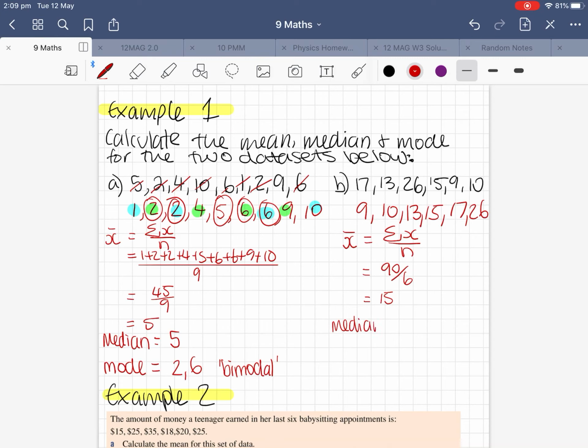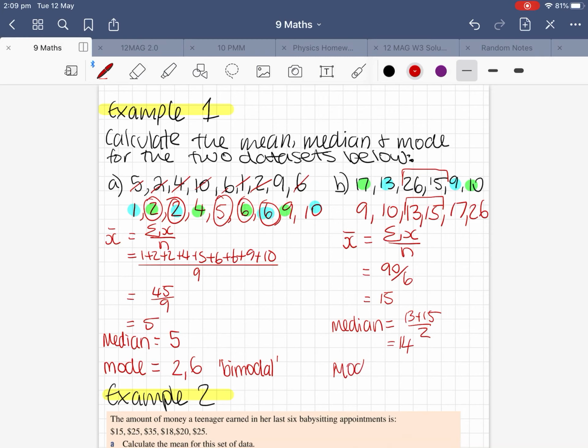The median, now the median in this case, if we count in from the outside, boom, boom, we notice here that we have 2 numbers in the middle. When we have 2 numbers in the middle, which happens when we have an even number of values, we simply find the average of them. So if I translate that down, that's here with 13 and 15. So 13 plus 15 over 2 gives us the median value of 14.